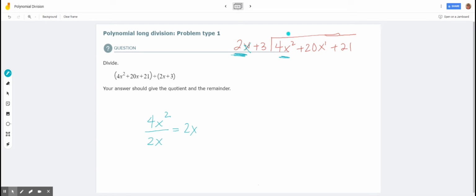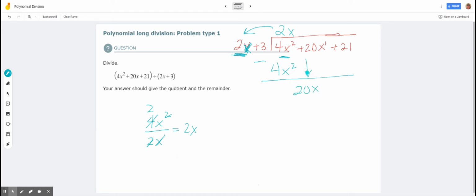Okay, so you're going to go 2x. Why? Because 4x squared divided by 2x is 2x. Okay, I actually don't think of it as division. I think of it as multiplication, like 2 times 2 is 4, x times x is x squared. But it's up to you. Now we multiply. 2x times 2x is 4x squared. Okay, subtract, and you're going to get 0x squared, and then you're going to bring down the 20x.